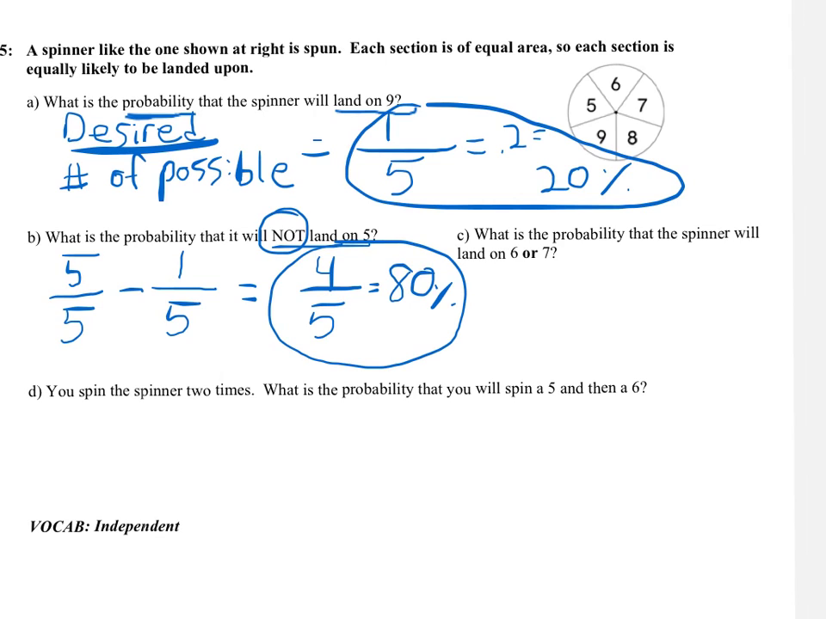Okay. We have talked a little bit about the or. So again, go ahead and try C on your own. Hit pause now and do C. When you're done, unpause it.